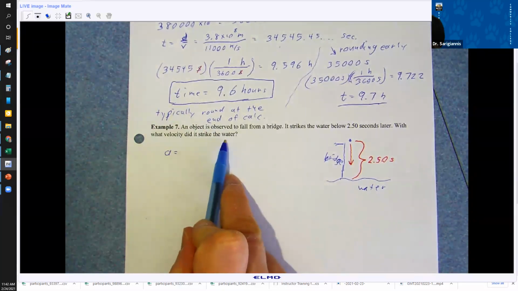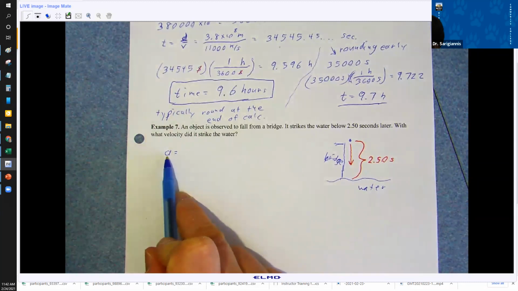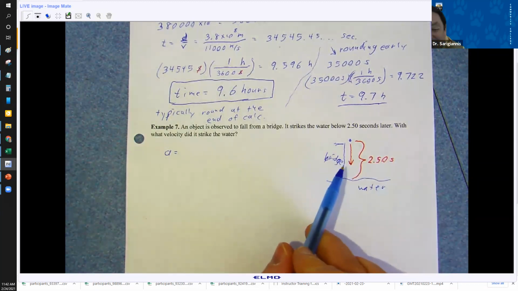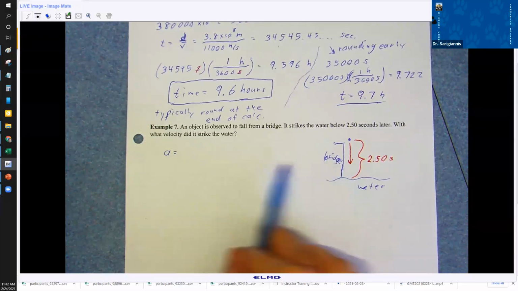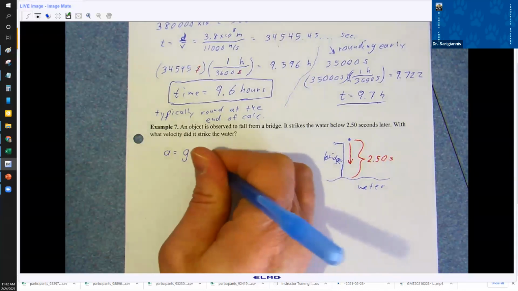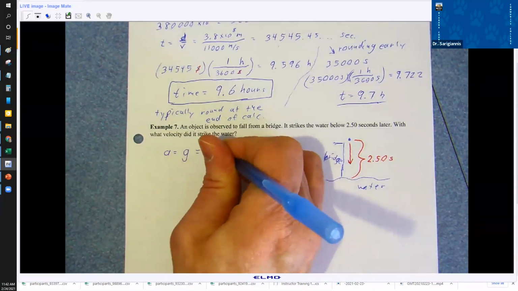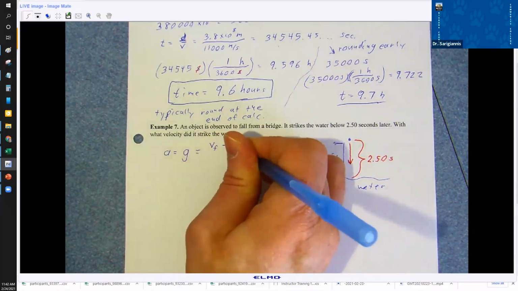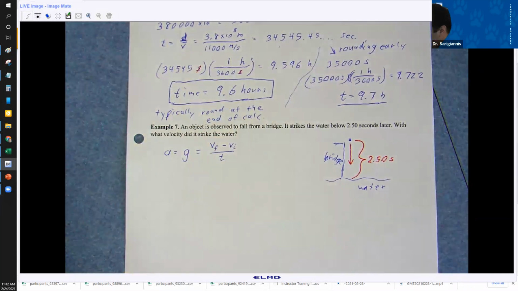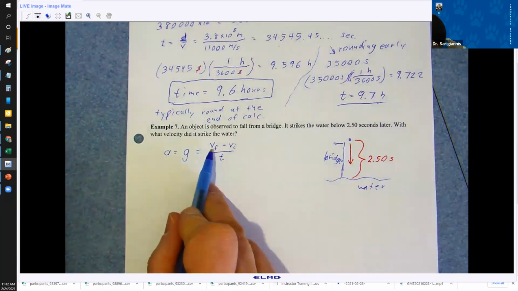With what velocity did it strike the water? So I know that we're on Earth. I don't know of any bridges and water on any other planet. My acceleration is equal to that of gravity, right? And I also know my acceleration equation is final speed minus initial speed over time, right? So now what I'm trying to figure out here is the final velocity, right?